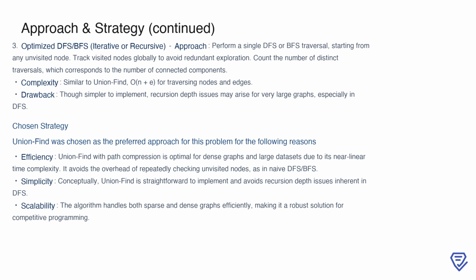Ultimately, we opted for union find as our chosen strategy. Its efficiency, simplicity, and scalability make it superior for this problem. Unlike DFS or BFS, union find avoids redundant node checks and handles both sparse and dense graphs with ease, all while circumventing potential recursion depth issues.